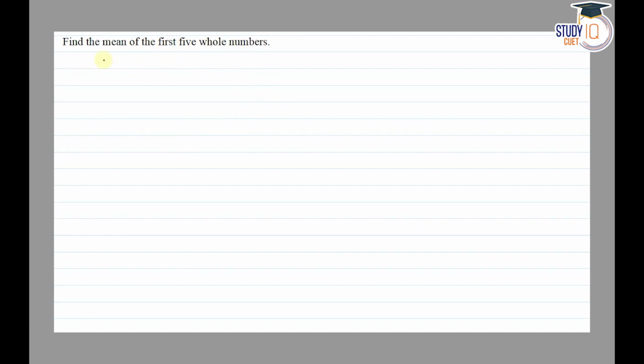Whole numbers हमारे 0 से start होते हैं. So first 5 हो जाएंगे 0, 1, 2, 3 and 4. ये हो जाएंगे हमारे first 5 whole numbers. So हमें mean find out करना है.